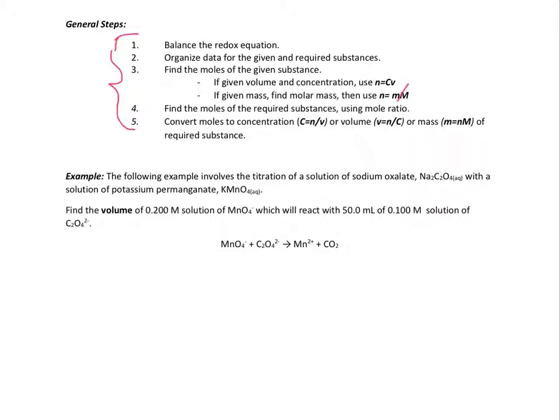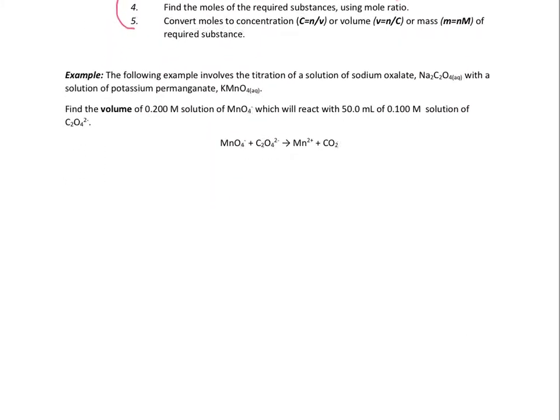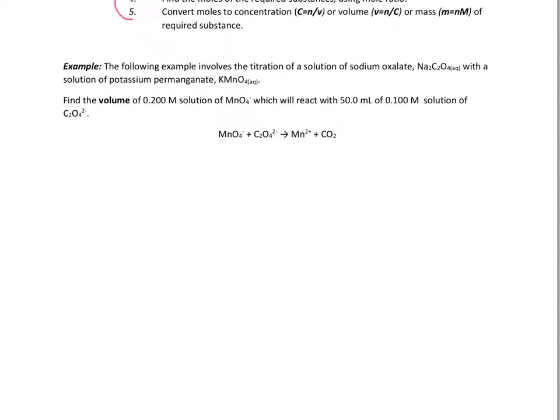So we're going to go through an example now. In the following example, it involves a titration of a solution of sodium oxalate with a solution of potassium permanganate. We're asked to find the volume of a 0.2 molar solution of permanganate ion, which will react with 50 milliliters of a 0.1 molar solution of the oxalate ion.